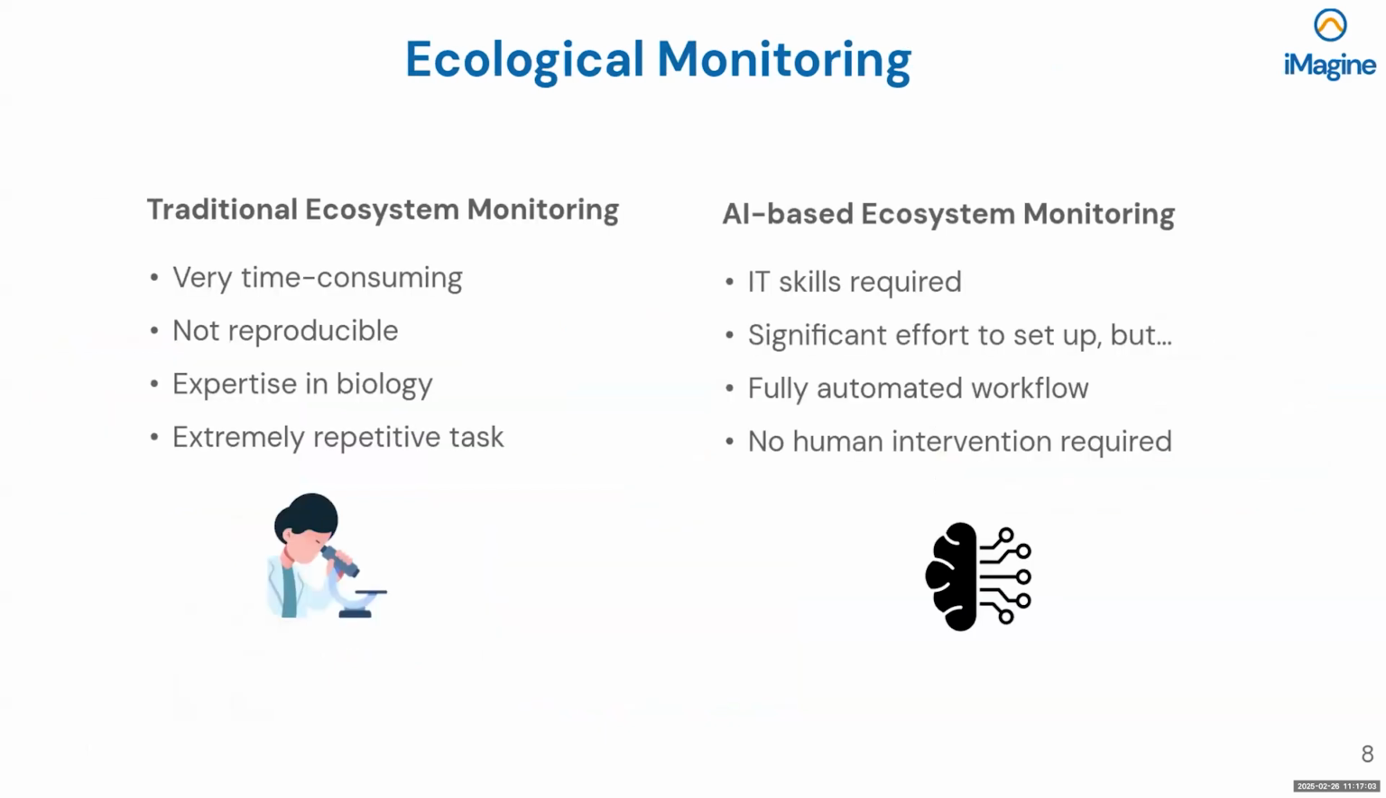So the traditional ecosystem monitoring is very time consuming, not reproducible because not everyone sees the same amount of fish. It's not simple. You need expertise in biology because, of course, you need to know the taxa of every fish, and it's an extremely repetitive task. It's very boring. It takes a lot of time. And it's a waste of human potential to have someone with biology expertise looking at thousands and thousands of pictures.